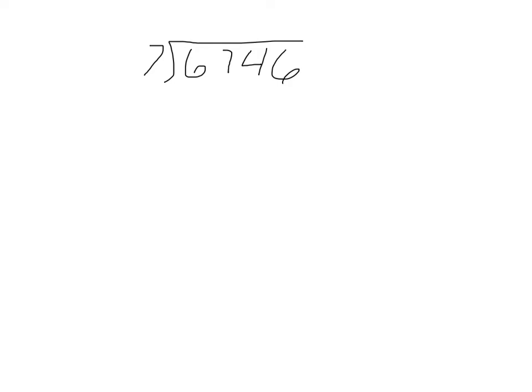Okay, so we're going to practice a division problem going through the steps, and this will hopefully help you on your homework. The problem that I have here is 6,746 divided by 7. What that means is this number here, 6,746, is my dividend. That means I have that many items. 6,746 items. The divisor means I'm going to put those items into 7 groups.